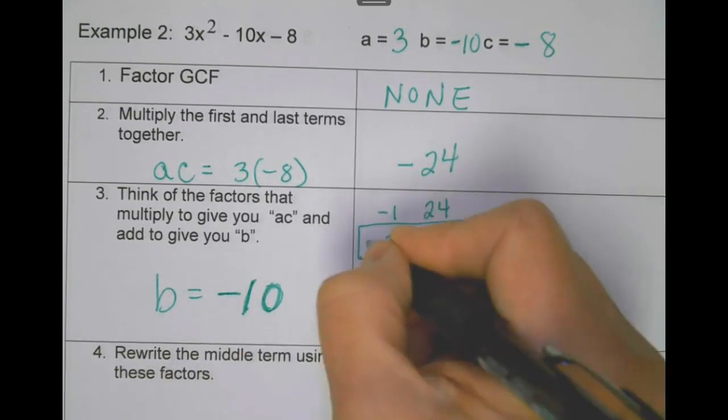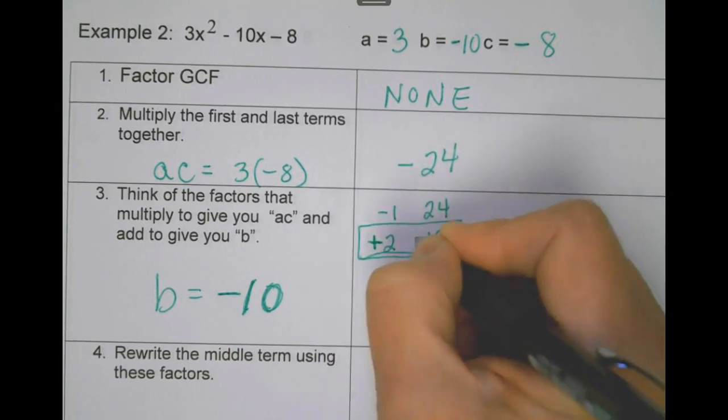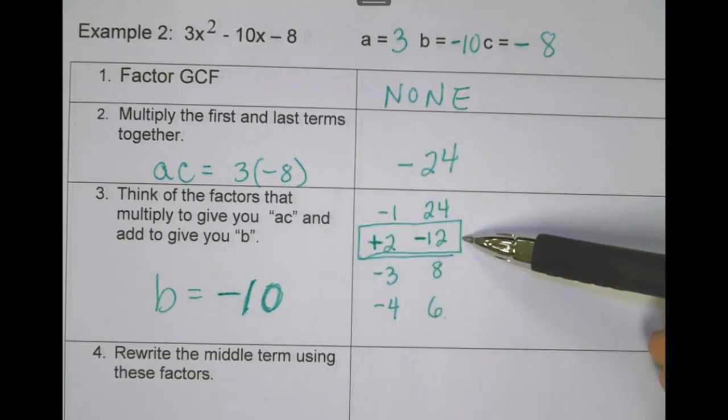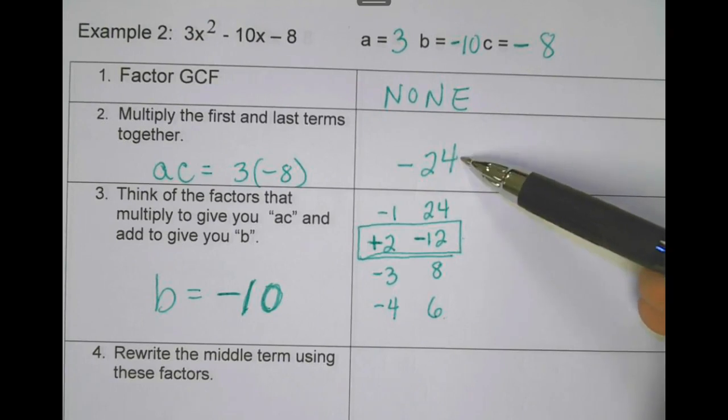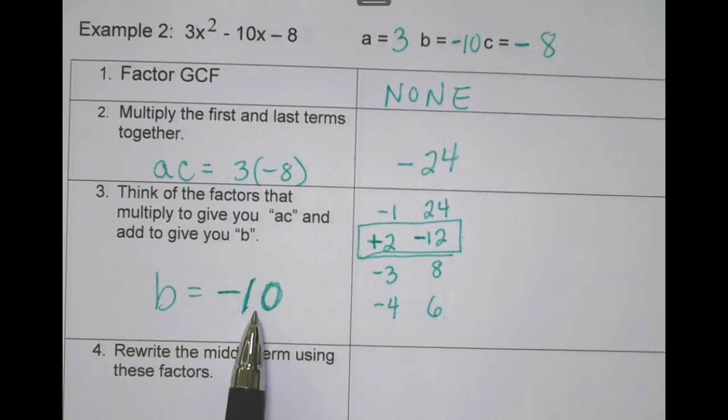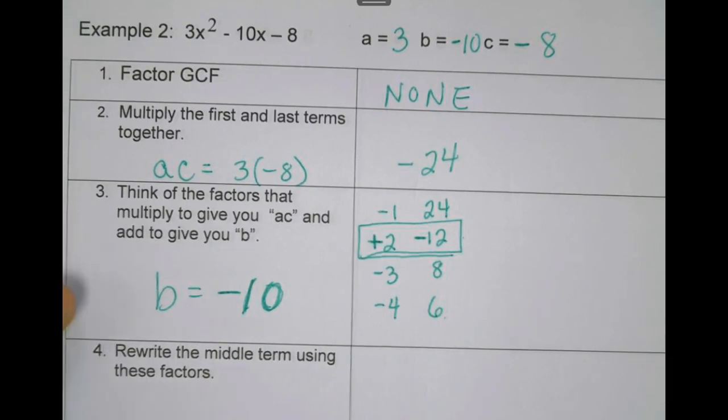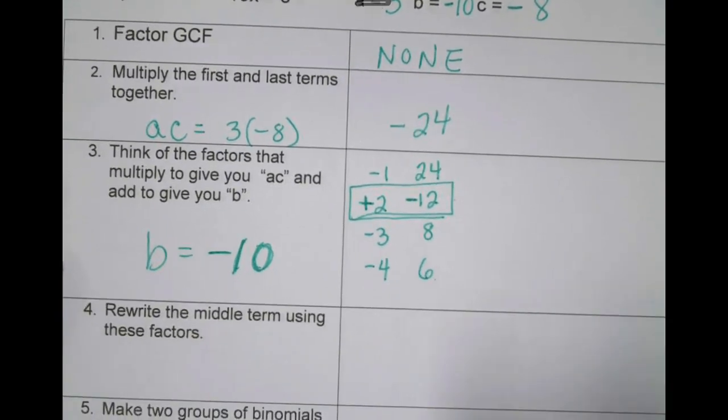So if I change the signs around on this one, does this now add up to equal negative 10? And if I multiply them together, they multiply together to get negative 24. That's what I need. They need to multiply to equal negative 24 and add to equal negative 10, so that when I get to step number 6 down there at the bottom, I will have a common binomial.